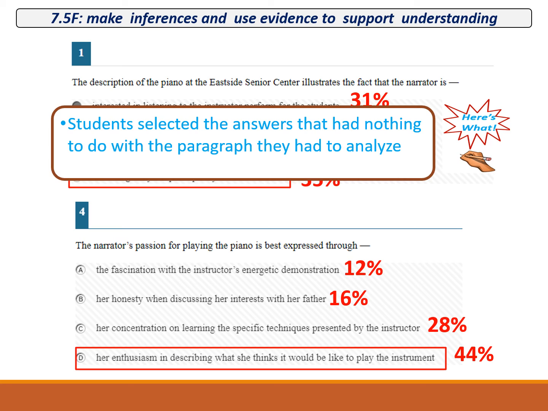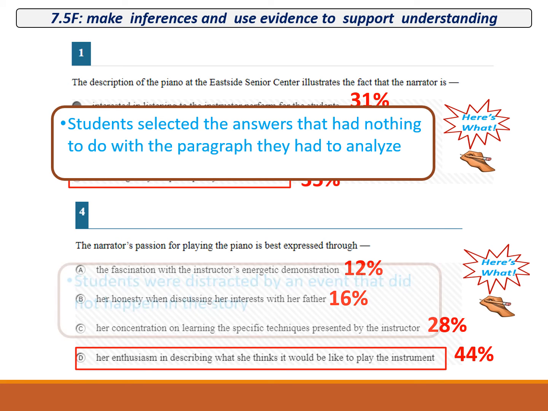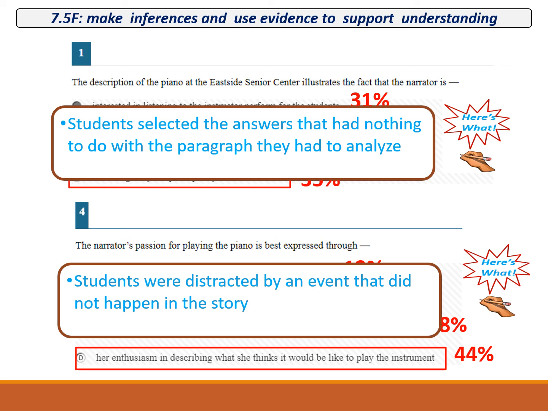The question is about her passion and how she expresses it. The details noted in answer choice C were not part of the selection. The instructor did not model specific techniques. In regards to choice B, the narrator tells her dad about wanting to play in Carnegie Hall. She is outright about that, so she doesn't have to be honest per se. When it comes to choice A, although the details did occur in the selection, it is not what shows her passion. On the contrary, she was baffled by all that was going on with him. She was not fascinated. So here's what: students were distracted by an event that did not happen in the story in this particular question.